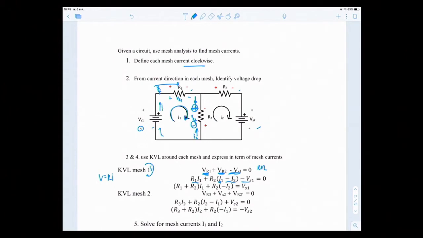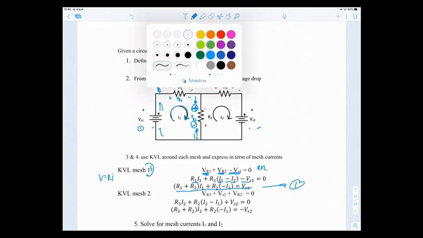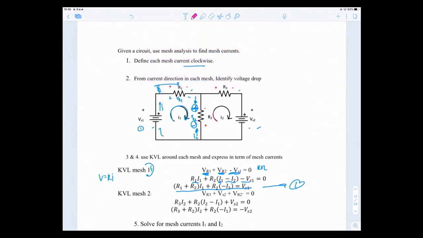So therefore, you factor together, and you get (R1 plus R2) I1 plus R2 times minus I2 equal to VS1. So you get your first equation. Okay, so you have it in terms of the mesh currents. Now I2, let's use pink color. I2 is still in the clockwise direction.